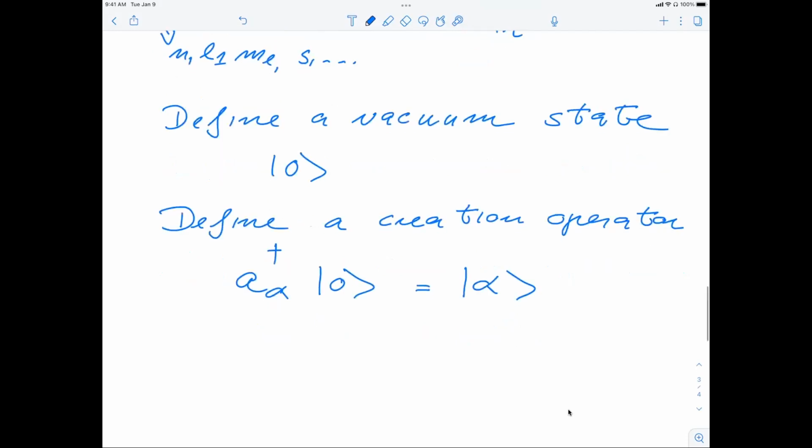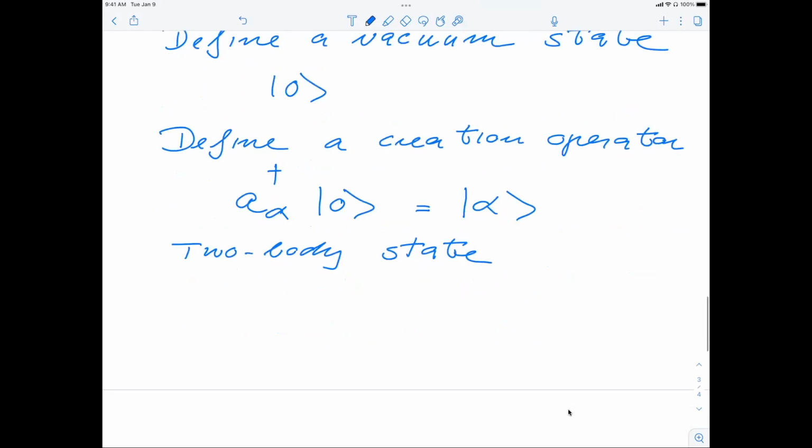So if I now look at the two-body state, so this is a one-body state, I can now define a two-body state. And what becomes important now is actually the ordering. So this is a two-body state. And this is going to be given by, and now we're going to distinguish a little bit, an alpha 1 dagger, and then an alpha 2 dagger here. And this acts on this state 0.